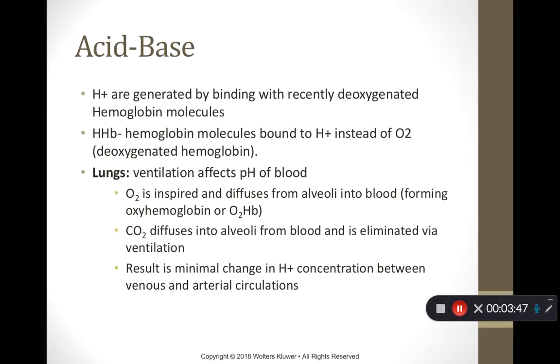In the lungs, the ventilation affects the pH of the blood. So oxygen is inspired and then it diffuses from the alveoli into the blood, and that forms oxyhemoglobin or oxygenated hemoglobin. And then CO2 diffuses into the alveoli from the blood and it is eliminated via ventilation, right? So when you breathe out, it is eliminated. This will result in a minimal change in hydrogen concentration between the venous and arterial circulations.